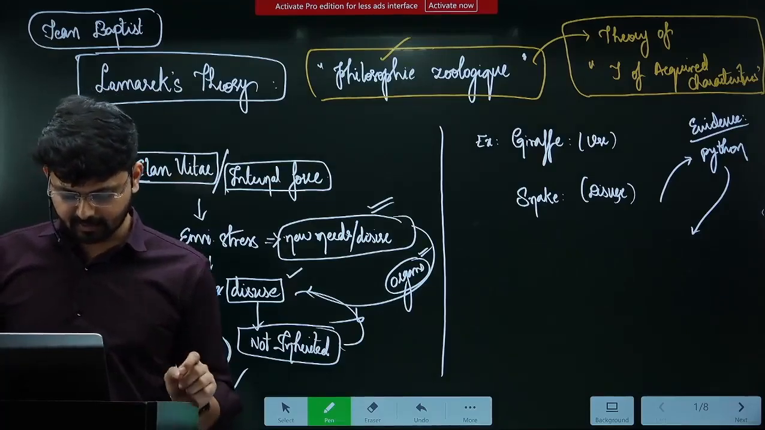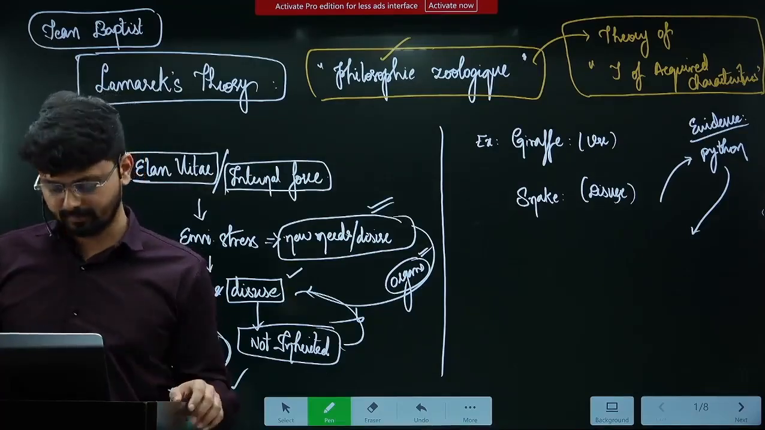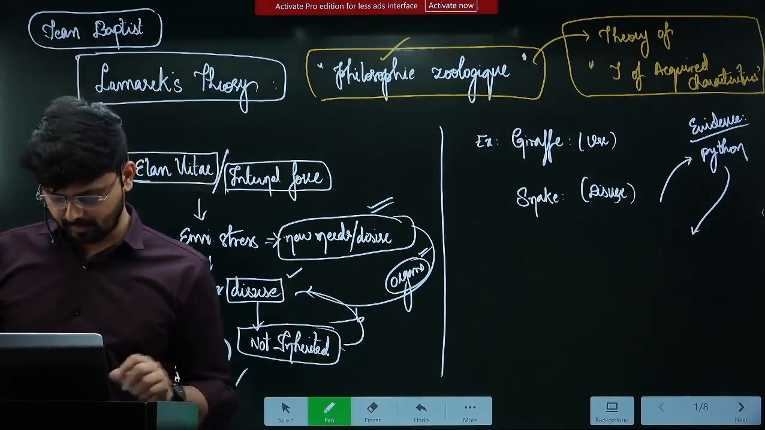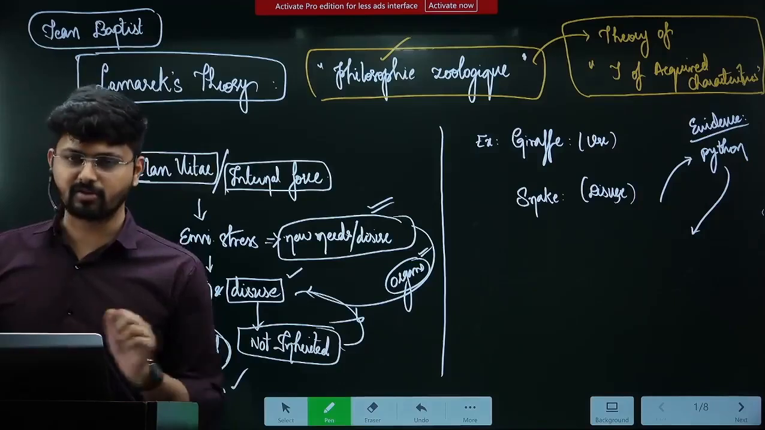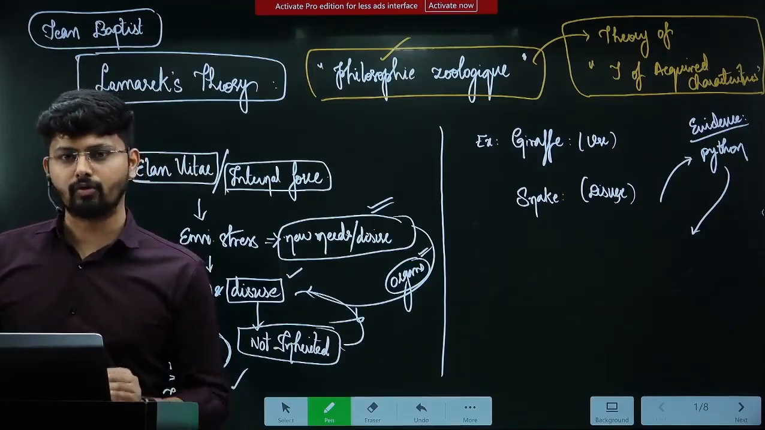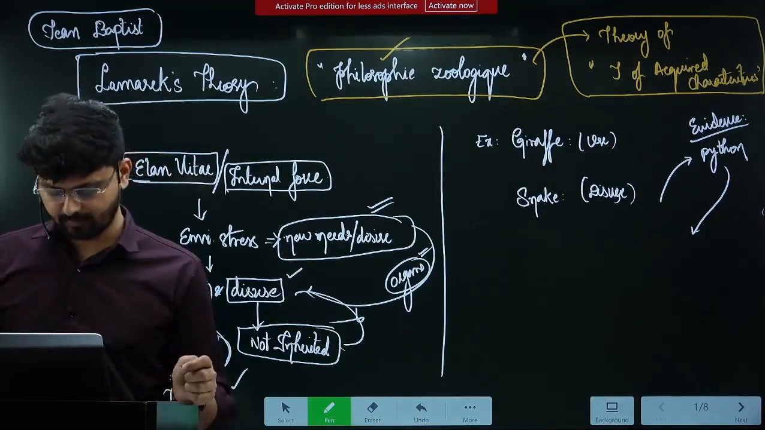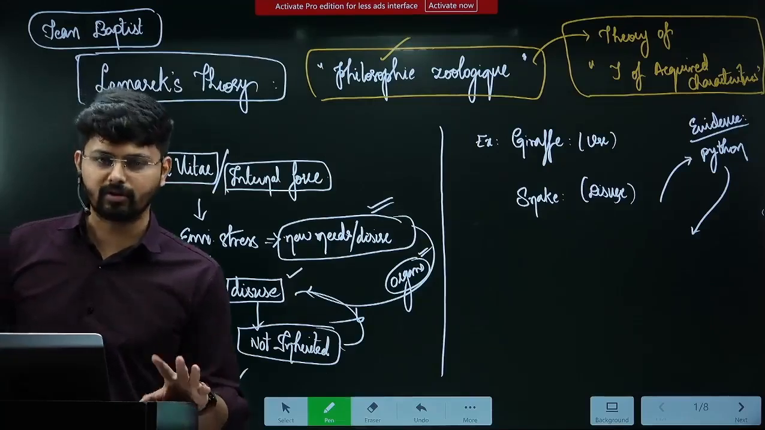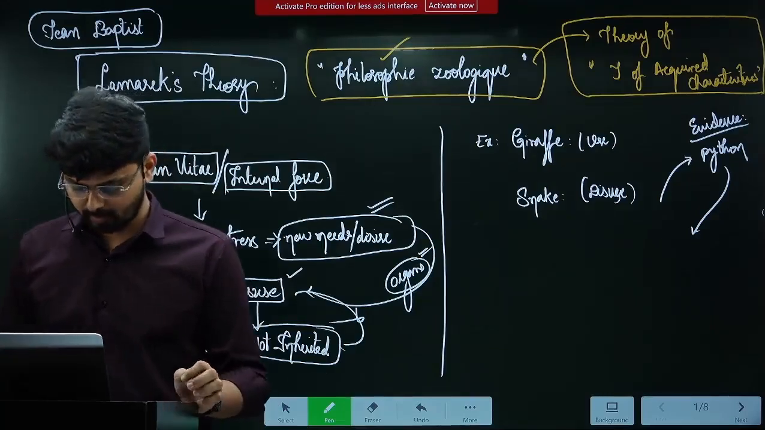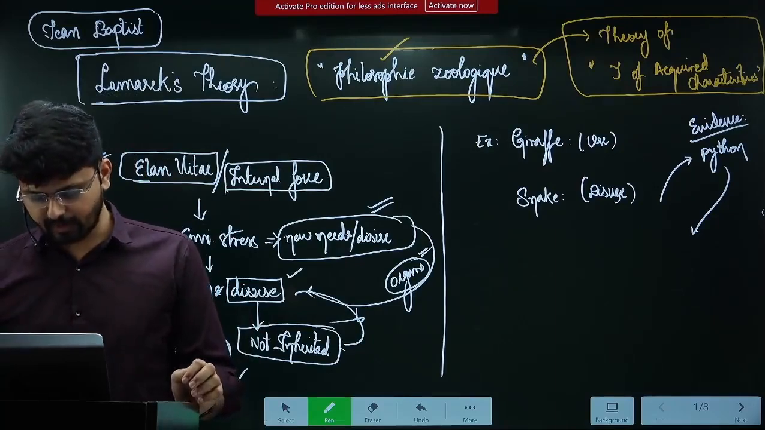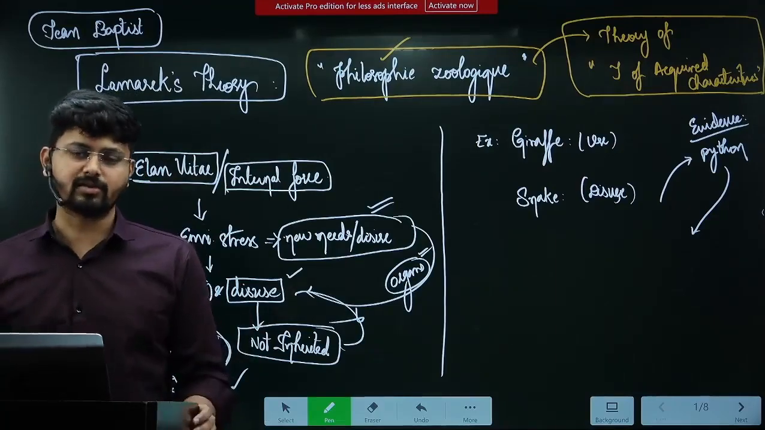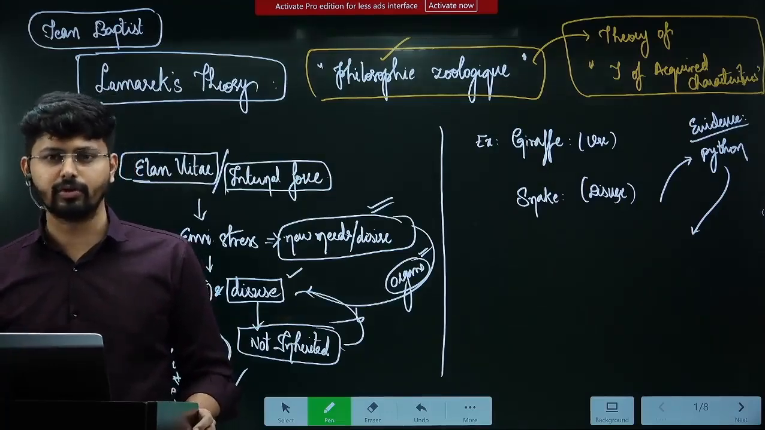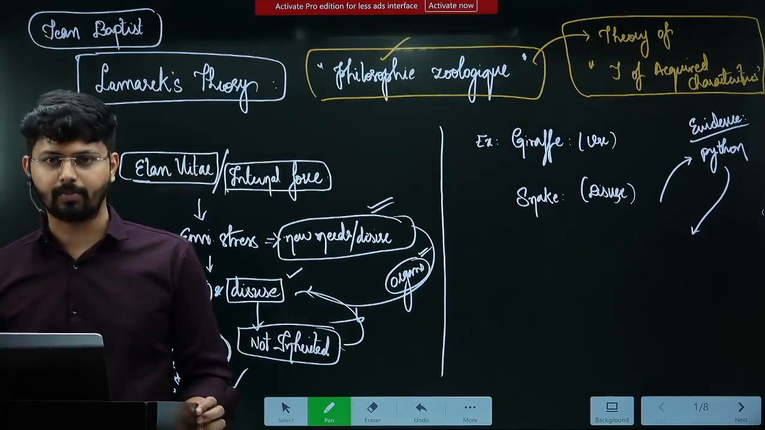it necessitated the animals to reach the branches of the tree for the purpose of food. It could reach the branches of the tree due to internal urge. Full stop.